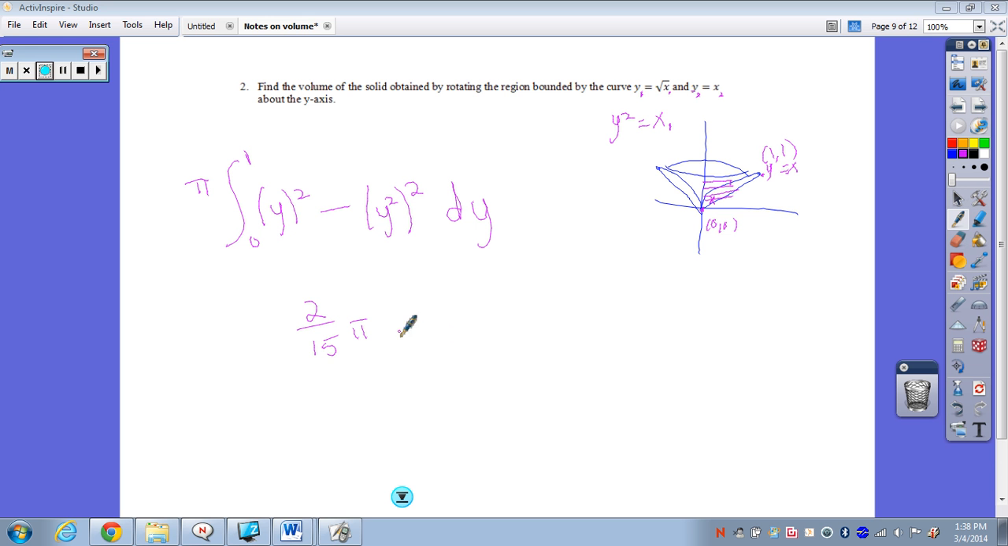215 times pi. And then again, they don't give me units, so I'm going to say units cubed, and this is my volume. And if you switch your curves, you'll end up getting a negative number. You'll probably get the same volume, but a negative number. So that means you have to go back to the first step and switch them and then make your value positive.